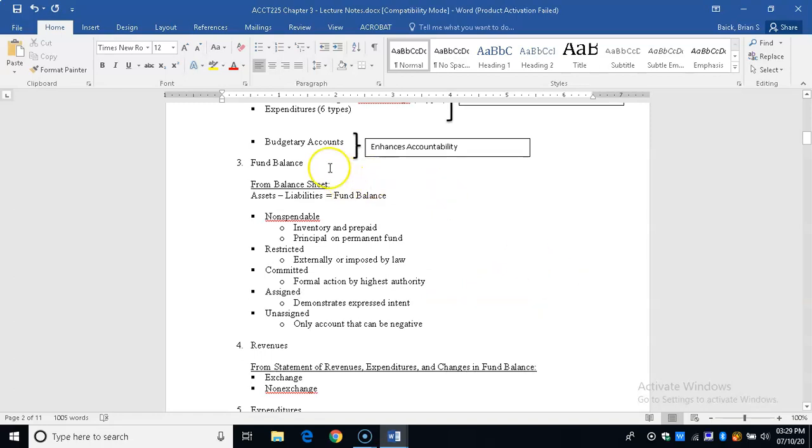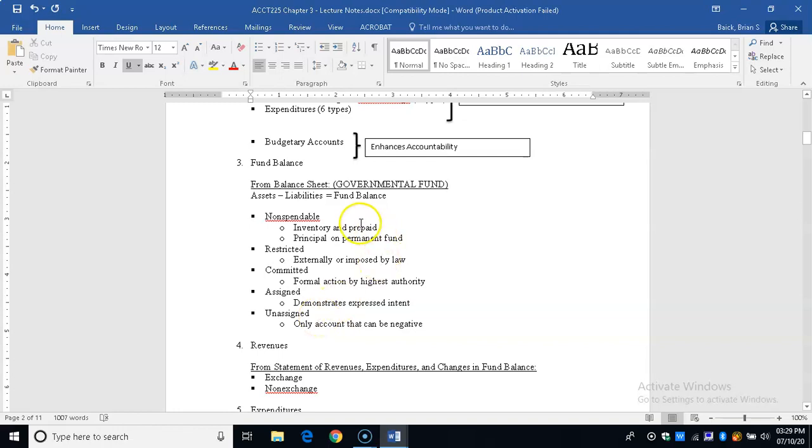Okay, so if you look at the fund balance, if you look at the balance sheet, this is the financial statement created by a governmental fund. If you look at the balance sheet, the governmental fund has 5 types of fund balance. So you can see here non-spendable, restricted, committed, assigned, and unassigned.